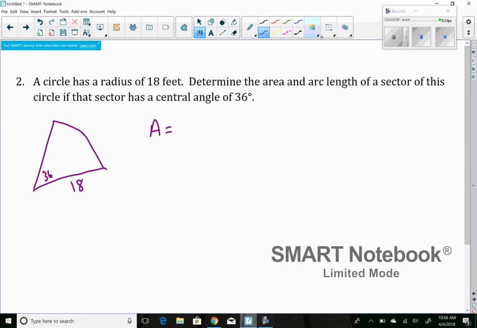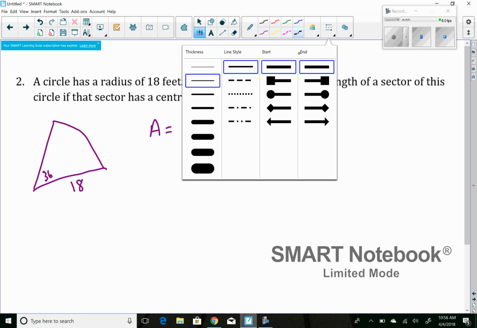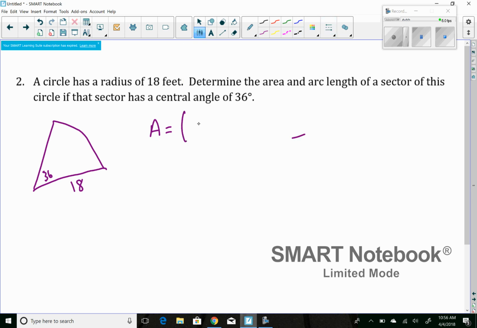So to find the area, we have to take the central angle of 36 degrees. So we're going to have 36 degrees over 360 times pi and the radius squared. Now, this question doesn't ask us to round or do anything like that. So I'm going to find this answer in terms of pi. So if I do 36 divided by 360 and multiply that by 18 squared, that gives me 32.4 pi. That's in terms of pi.